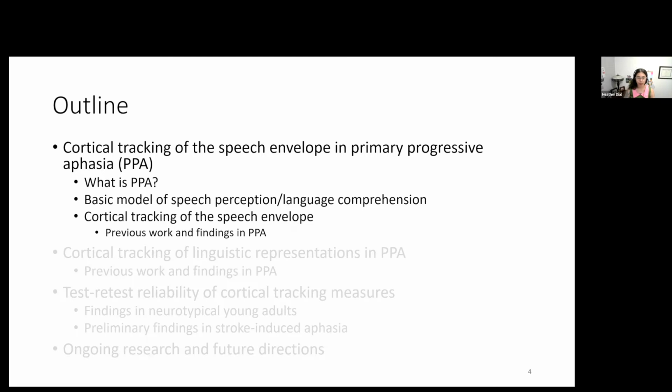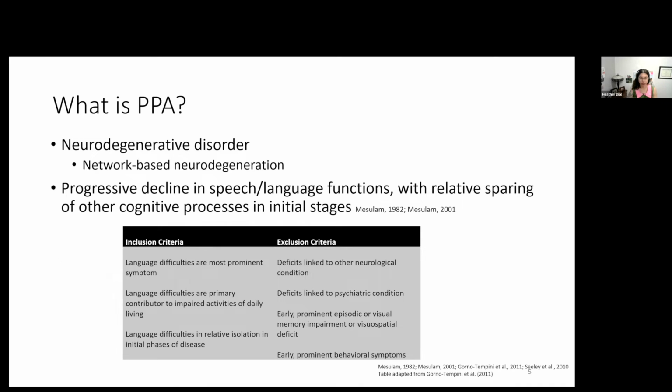So starting with what is PPA. PPA, primary progressive aphasia, is a neurodegenerative disorder. It is a network-based neurodegeneration, meaning that the neurodegenerative disease spreads along network lines, for example, within the semantic network or within the phonological network, and is characterized primarily by this progressive decline in speech and language functions with relative sparing of other cognitive processes in the initial stages of the disease.